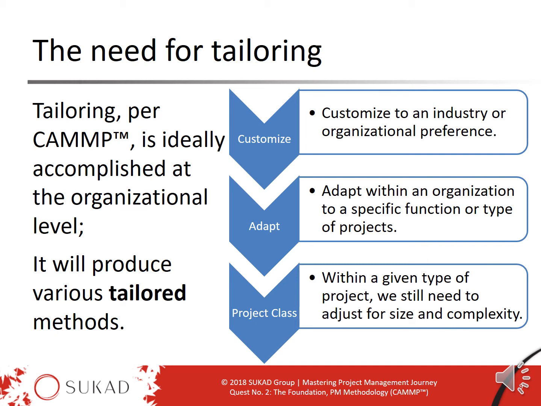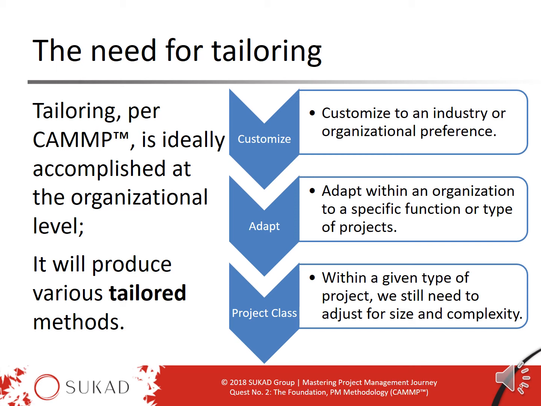Now, we keep saying, and we want to emphasize this again, the need for tailoring. What does it mean? Tailoring for us really consists of 3 steps. Tailoring for CAMMP ideally should be accomplished at the organizational level. And when you tailor the methodology, you should be producing a tailored method. We said this earlier and we repeat it here. It's not uncommon for a large organization to have maybe 10 or 20 unique methods that would be specific, each one of them, for a given type and class of project.